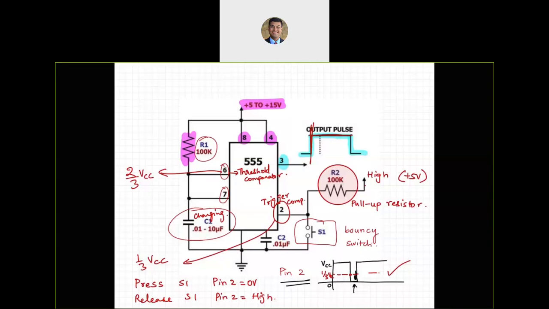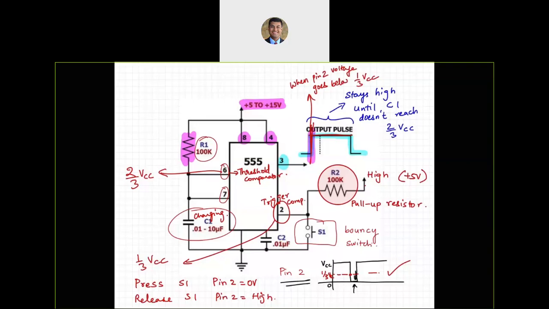So maybe during this time I can say this. The output stays high until C1 does not reach 2/3 VCC. And this particular event, let me highlight that in pink here, that event of going from low to high happens when pin 2 voltage goes below 1/3 VCC.